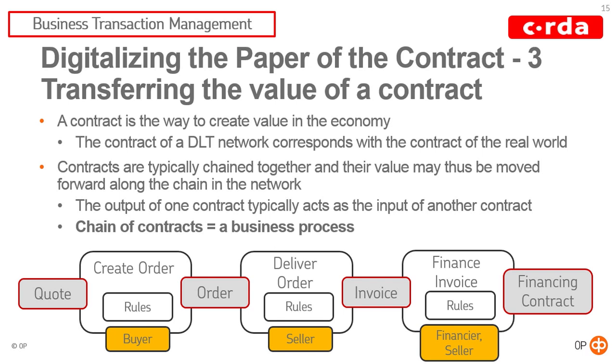And why this is so powerful is that now you can make systems where you can chain transactions together. So if we have an example from the invoicing world, for instance, you can have a quote state, from which you create an order state using a create order transaction. From order state, you can create an invoice once the order has been delivered. From the invoice, you can create a financing contract once that's needed. So you can create this kind of transaction chains which actually make business processes.